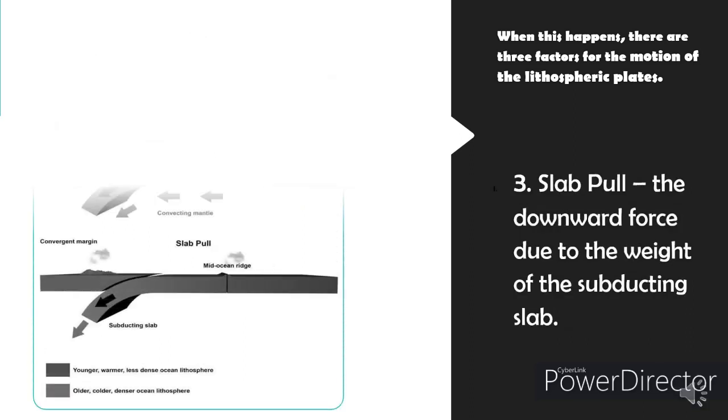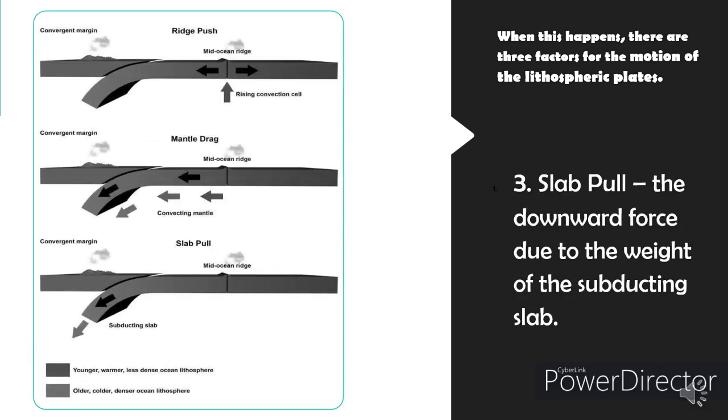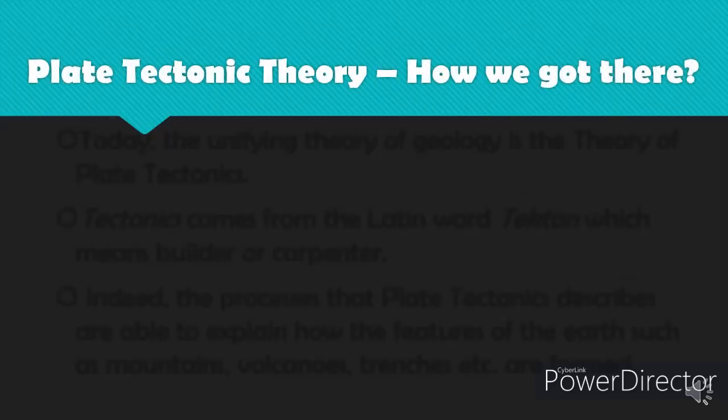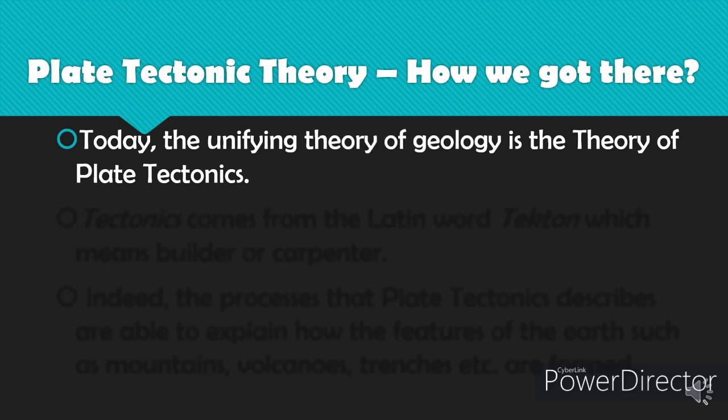The last factor for the motion of the lithospheric plate is slab pull, the downward force due to the weight of the subducting slab. Plate tectonic theory, how we got there. Today, the unifying theory of geology is the theory of plate tectonics.